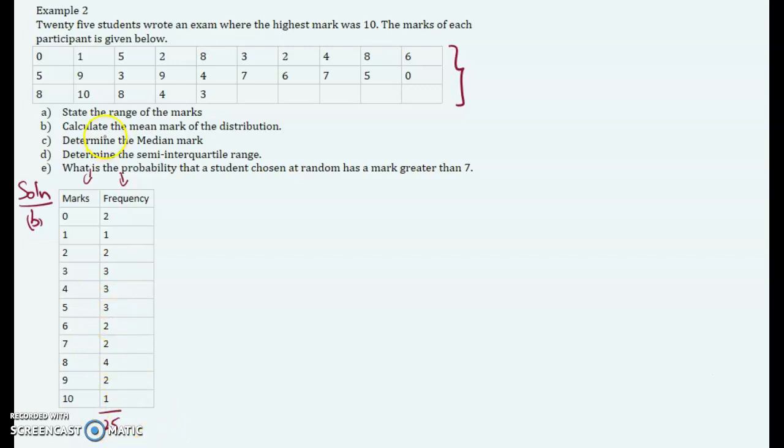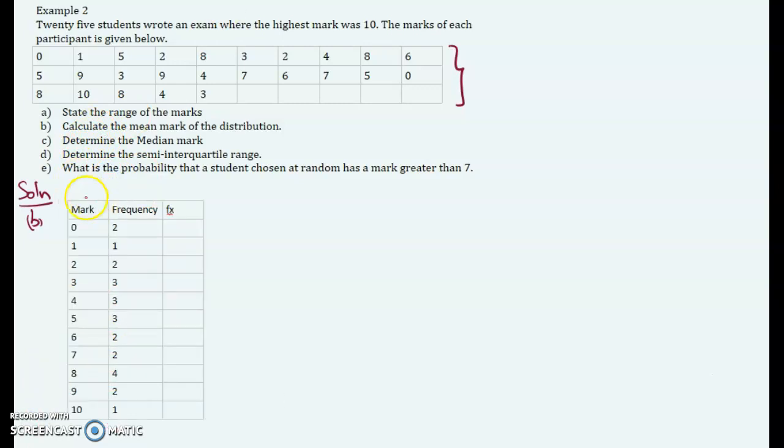Now I need to tack on another column in order for me to find the mean. This first column I could call X, and this column I could call F. So I'm adding on a column called Fx, which is simply taking the value from here, 0, and multiplying by 2. So 0 by 2 would be 0. The next row, I'll get 1 by 1, 1, 2 by 2, 4, etc. And you just keep following this format for the rest of the values.